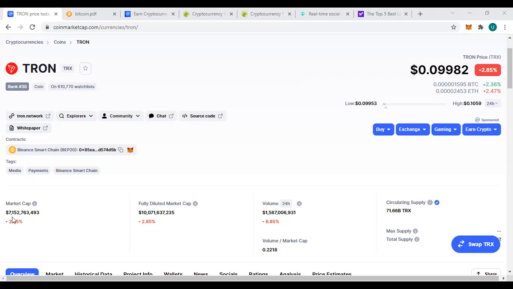Do you know how currently it's still at 7 billion? For the price of Tron to get to $10, that means... I said for you to get the market capitalization, you have to multiply the current price, which is $10, by the circulating supply, which is 71.66 billion. So 10 times 71.6 billion gives us $716.6 billion.